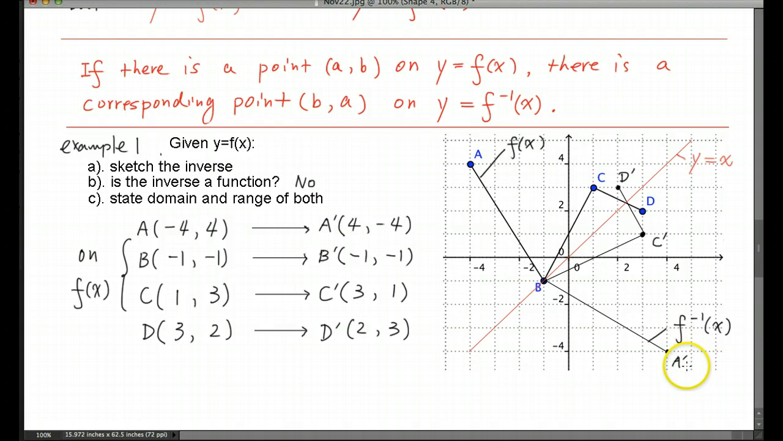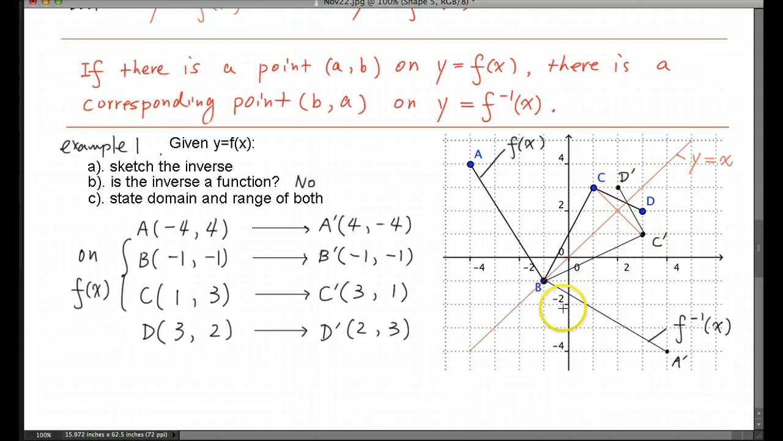Because you switch all the points' x and y, if you're interested, you can actually prove it using geometry. For example, it's easier to do with the point C and C prime. If you connect these points, you form 2 triangles. These 2 triangles are congruent, so these 2 lines are equal. That's why C and C prime are symmetrical about this line.